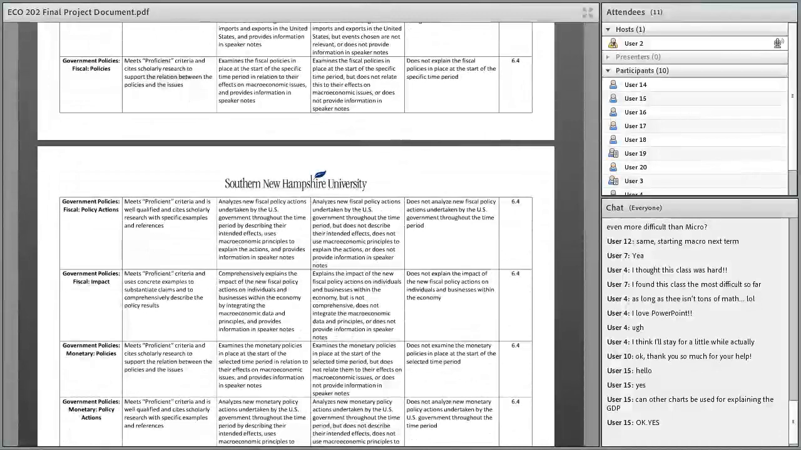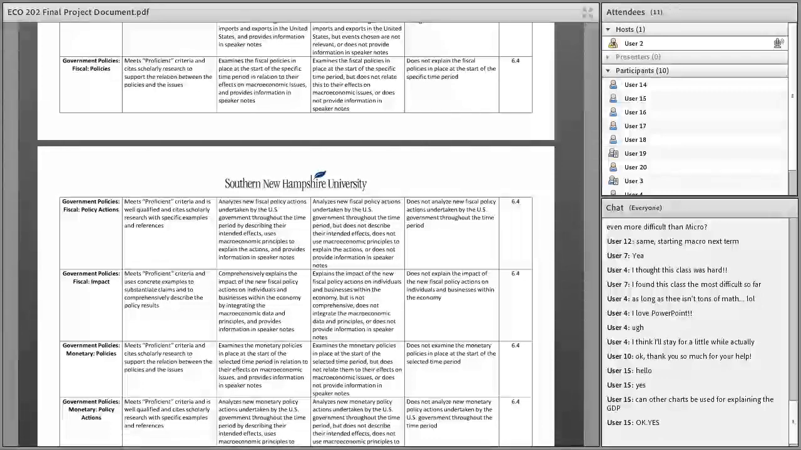Milestone 2 focused on fiscal policy, and this is really easy, guys. If you have been proficient for milestone 2, all you have to do is go back, and first you have to see if you have cited scholarly research to support the relation between the policies and the issues. So really all you have to do is, when you identify the policies and what their intention was or what their outcomes was, you want to make sure you use a valid scholarly source to support that. That is all you have to do.